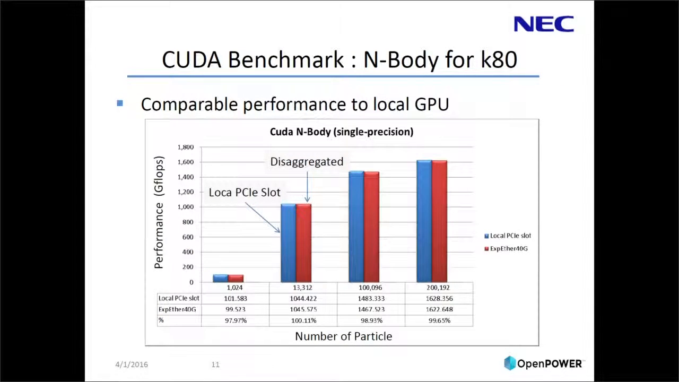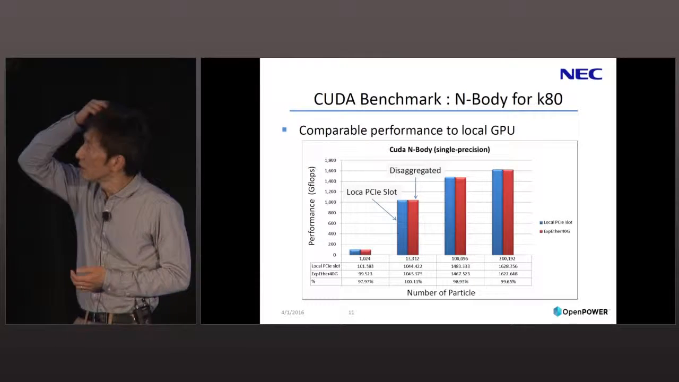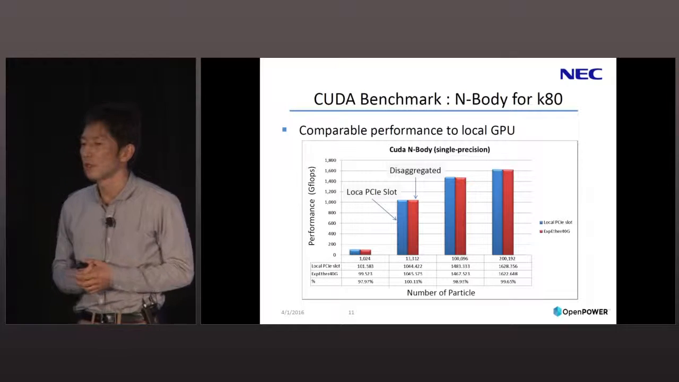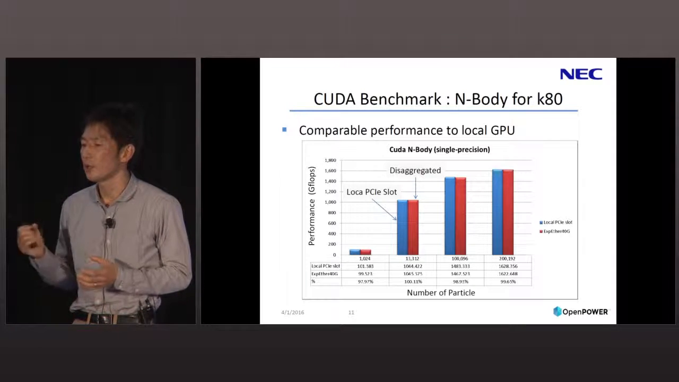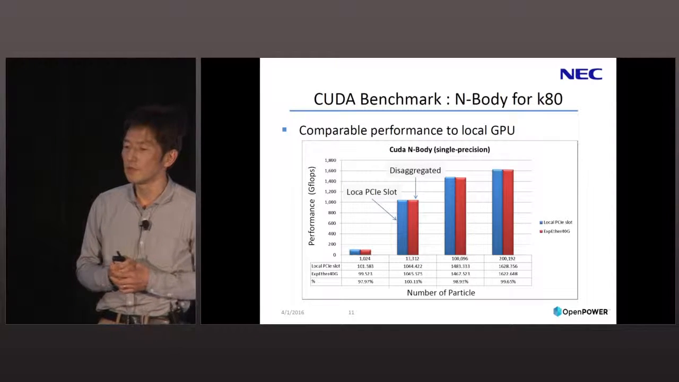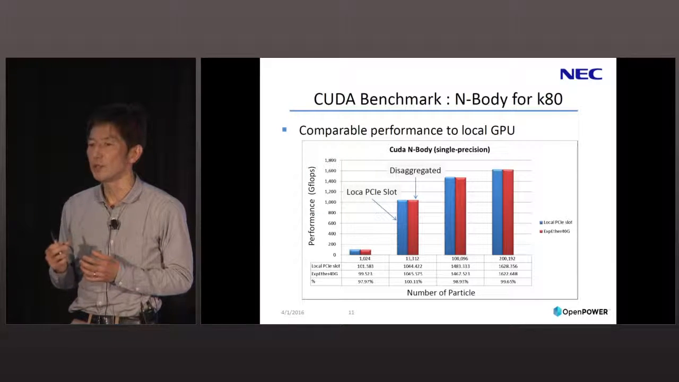So it's a very early stage of the experiment. So far, we get the data from the CUDA N-body benchmark. The blue one is for the K80 in the local PCI Express slot, and the red one is for the resource disaggregated platform. As you can see, we can get comparable performance. This is because all the functions of ExpEther are implemented into a single hardware chip, and the latency is only 400 nanoseconds.